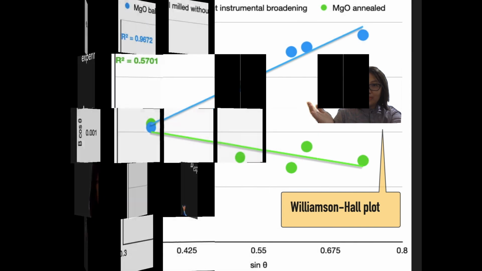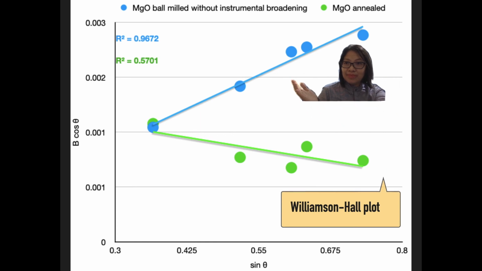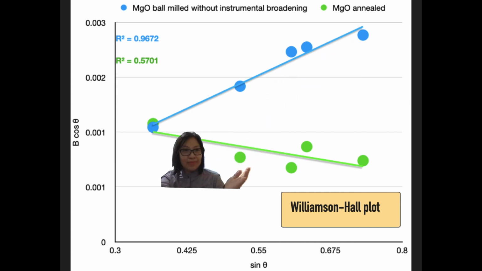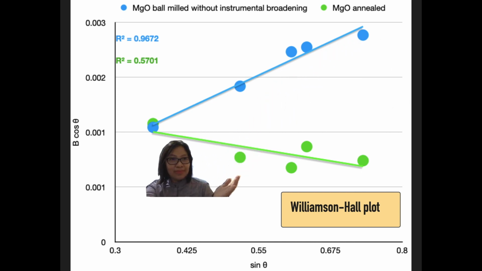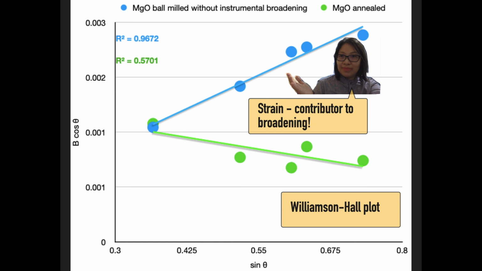And here is the Williamson-Hall plot, or the plot of B cosine theta as a function of sine theta. The blue dots correspond to the magnesium oxide that is ball milled, without instrumental broadening. The green dots correspond to the magnesium oxide that is annealed. The solid lines represent the linear plots.